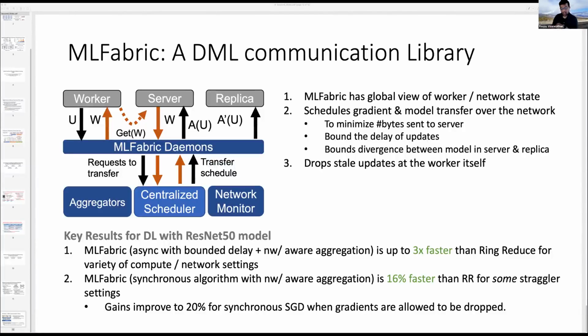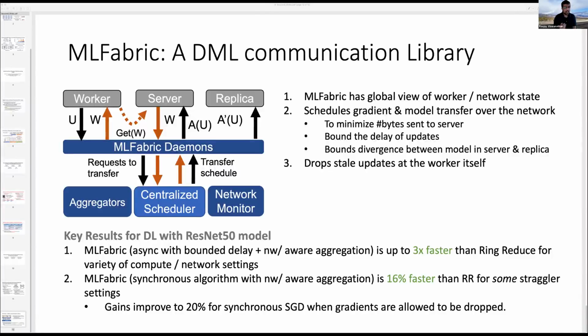We measure the performance of ML Fabric against state-of-the-art systems like existing parameter server architectures and ring-reduce algorithms using synchronous SGD, etc. I want to just highlight the key results that we have. For more details, please refer to the paper. The first thing is that with ML Fabric, we are able to get the DL model to converge using an asynchronous parallel algorithm. And for a variety of compute and network settings, we are able to get up to 3x faster than ring-reduce.